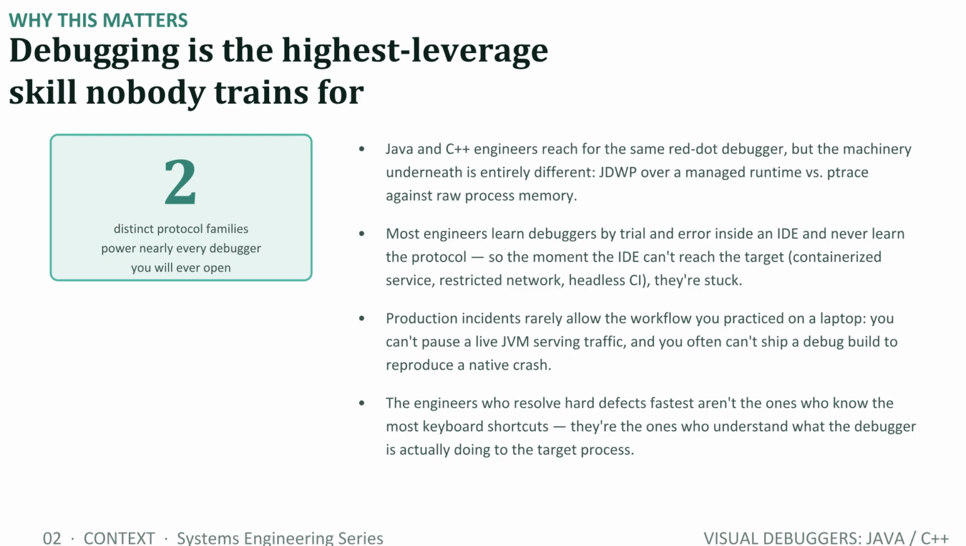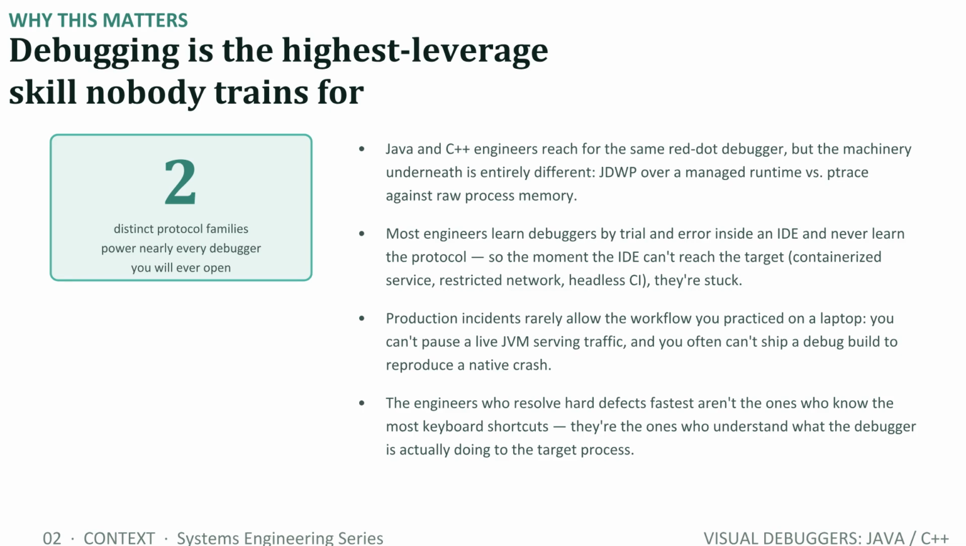Frame the two failure modes: engineers who never look past the IDE, and engineers who avoid debuggers entirely and rely on print statements and log greps for everything. Core explanation. Walk through the 4 bullets. Emphasize the protocol split. This is the organizing idea for the whole deck.